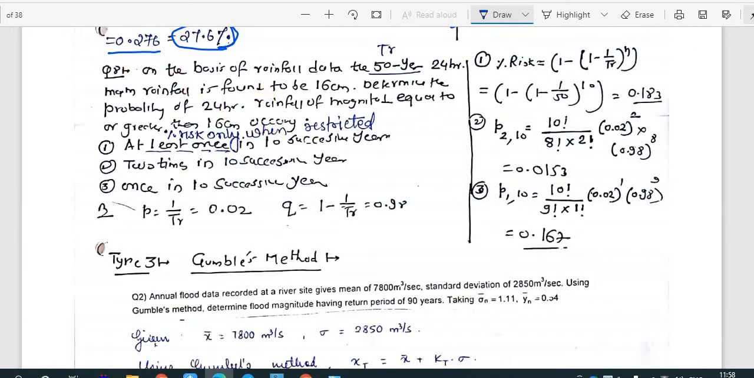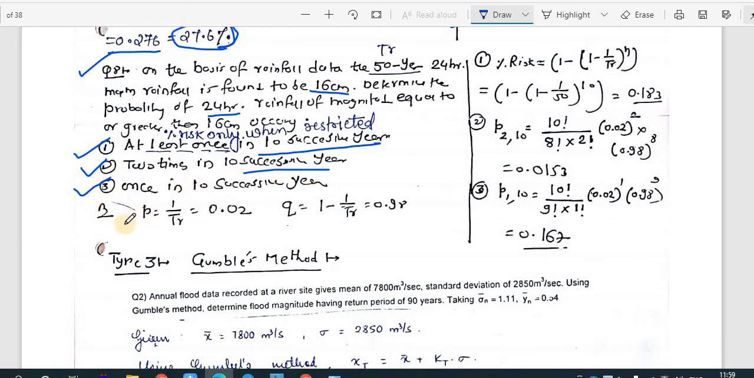After that, the next problem is related to the same thing. On the basis of rainfall data of 50 years, so the TR value is 50 years, the 24 hour maximum rainfall is found to be 16 centimeter. Determine the probability that a 24 hour rainfall of magnitude equal to or greater than 16 centimeter occurs at least once in 10 successive years. So it is saying that the event is happening at least once, two times, and once in 10 successive years.